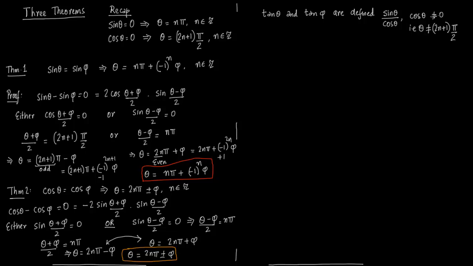Similarly, the theorem concerns tangent phi, and cos phi cannot be 0. So phi also cannot be 2n plus 1 times pi by 2. So what is theorem 3? If tangent theta is equal to tangent phi, this implies theta is equal to n pi plus phi, where n is an integer. So let us write down the proof.